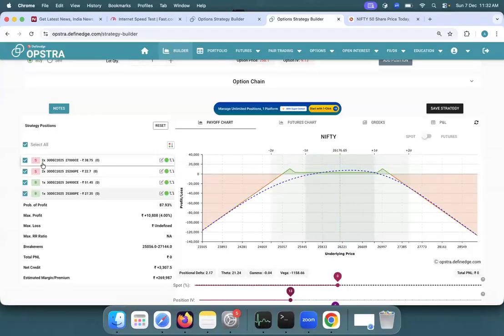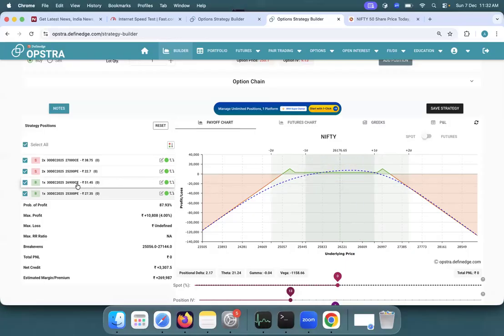Why? Because our sold lots are greater than our buying legs, right? We have sold two quantities, but we are buying just a single quantity. Okay, so that's why you see that the unlimited risk scenario happens here. But if the market is moving 200, 300, 400 points in either direction, I'll not be concerned much with this small amount of move.